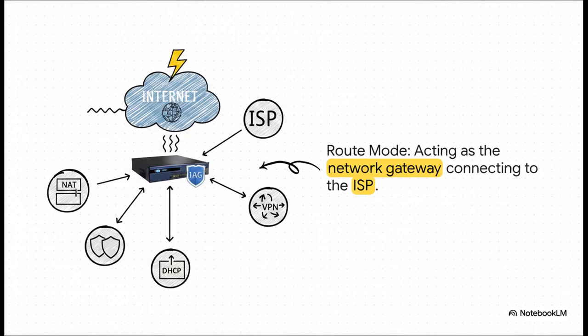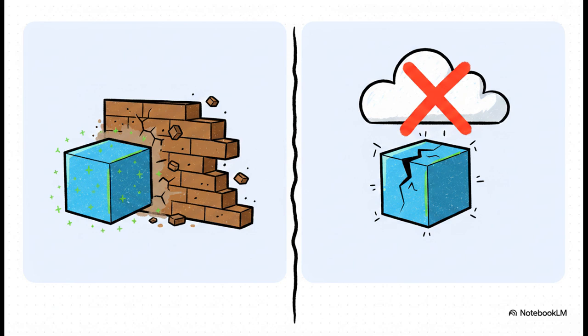That means you get to use every single feature the IAG has to offer, assuming you've got the right licenses, of course. We're talking NAT, VPN, DHCP, policy-based routing, the whole shebang. It does it all. So knowing when to use it is absolutely crucial. The best use case for route mode, hands down, is when you're already replacing an existing router or firewall, or you're just building out a network completely from scratch.